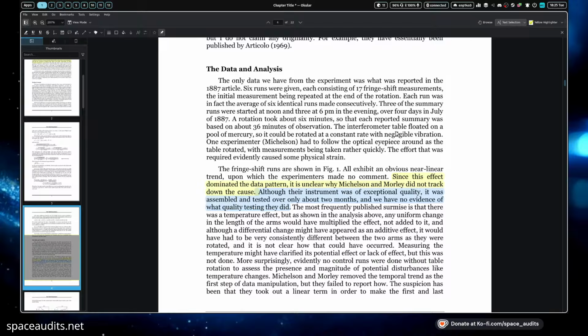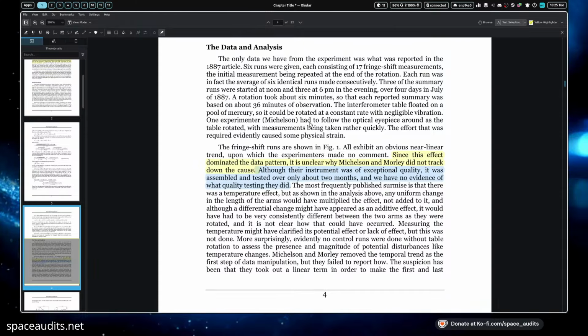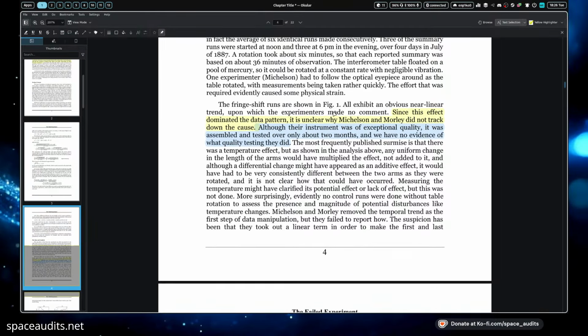The interferometer table floated on a pool of mercury, so it could be rotated at a constant rate with negligible vibration. One experimenter, Michelson, had to follow the table around with an eyepiece as it rotated to look at the fringes as they were projected on that canvas panel. With the measurements being taken rather quickly, the effort that was required evidently caused some physical strain.